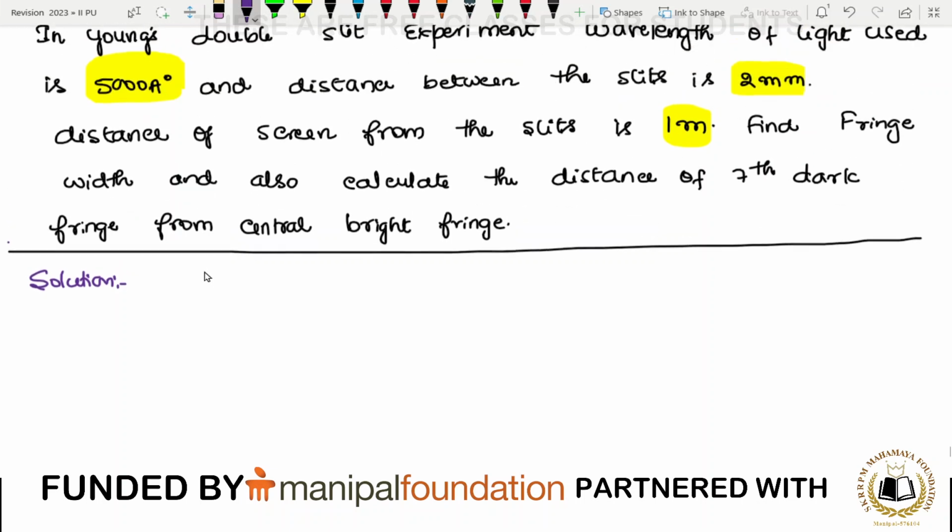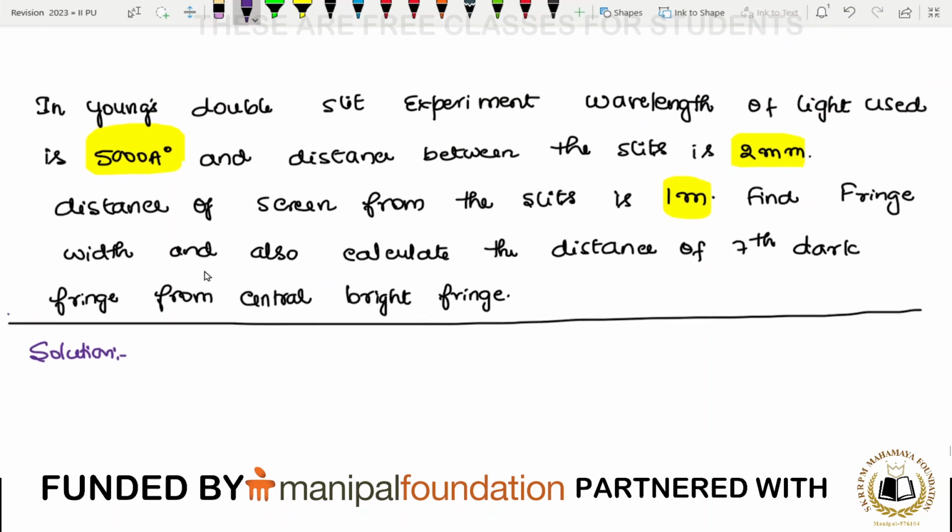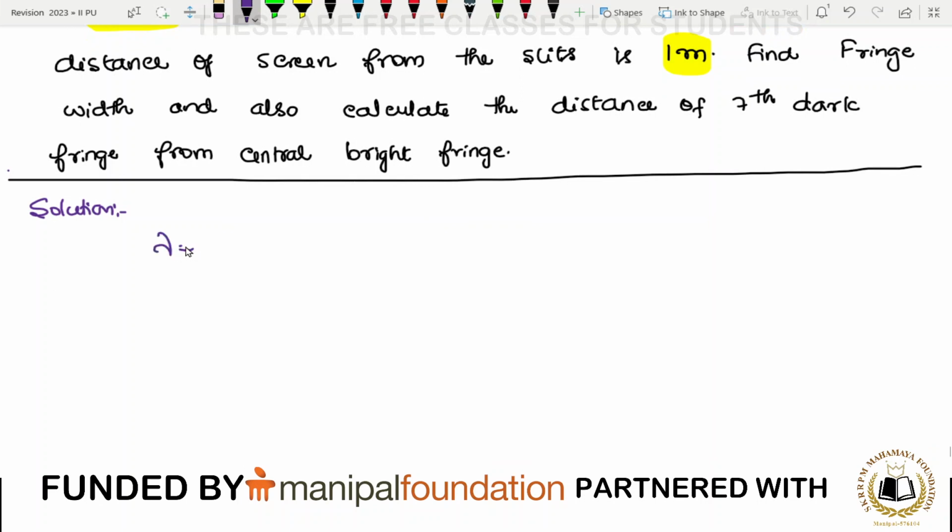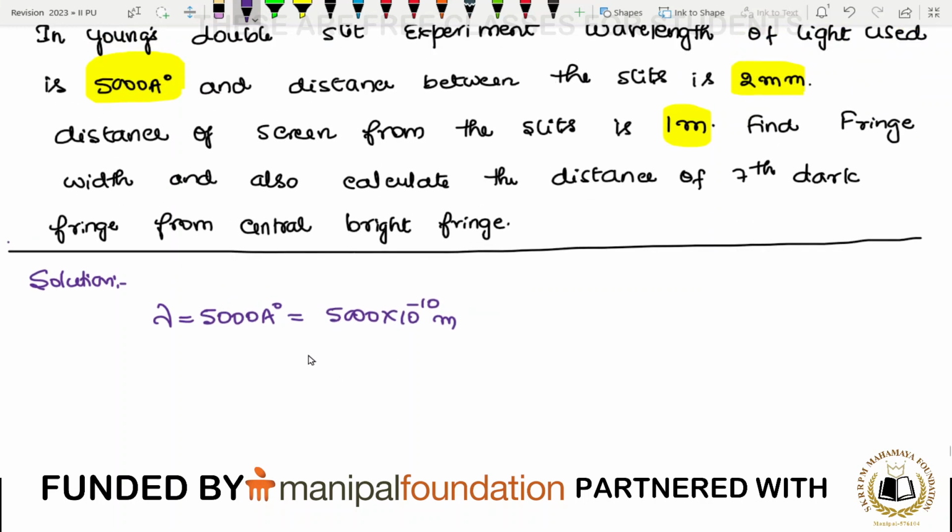First we'll write the given data. What things are given here? Wavelength is given, 5000 angstrom. So lambda is 5000 angstrom, that means 5000 into 10 to the power minus 10 meter. Angstrom means minus 10. Then the distance of the slits, small d, is 2 millimeter, that is 2 into 10 to the power minus 3 meter. Distance of the screen from the slits, capital D, is 1 meter.